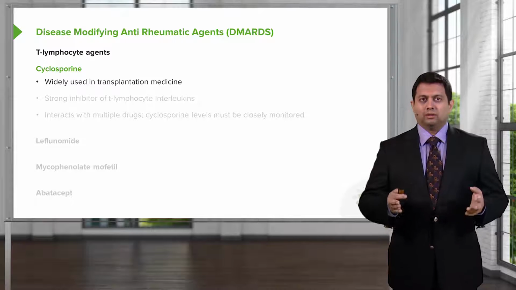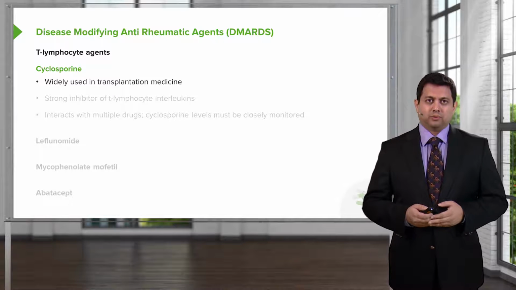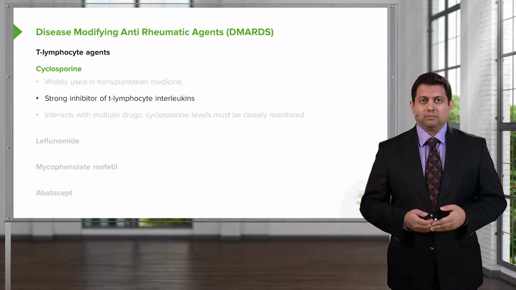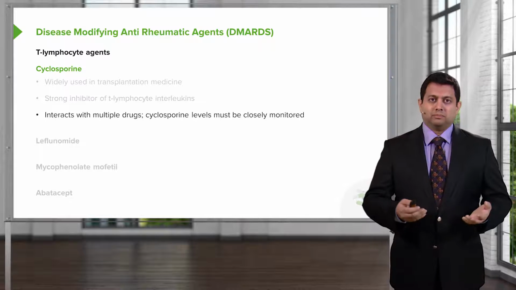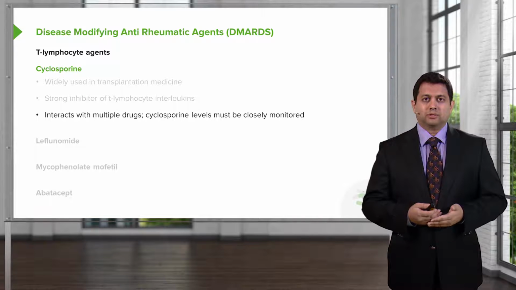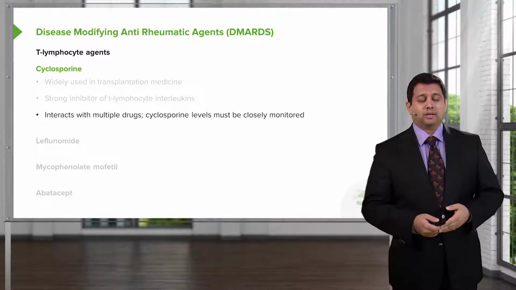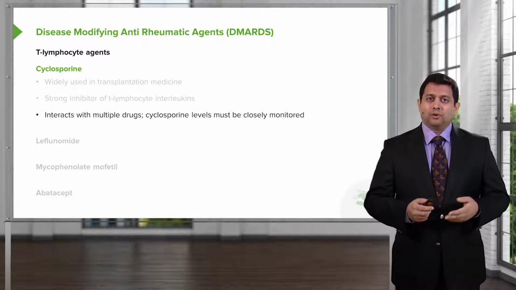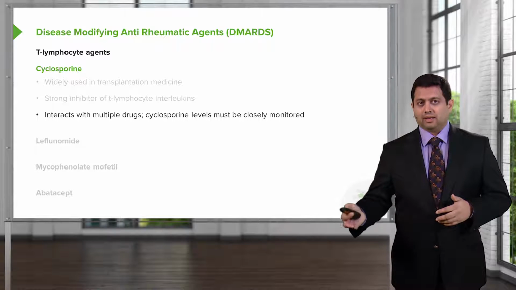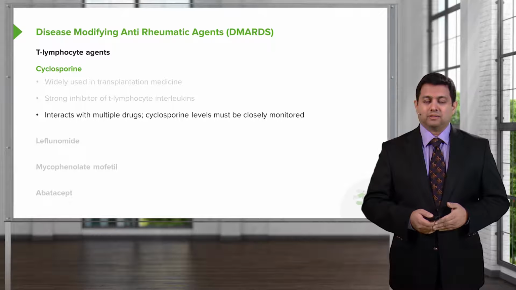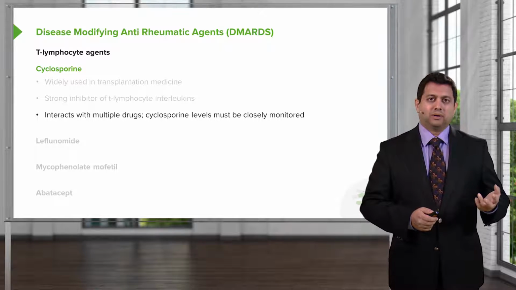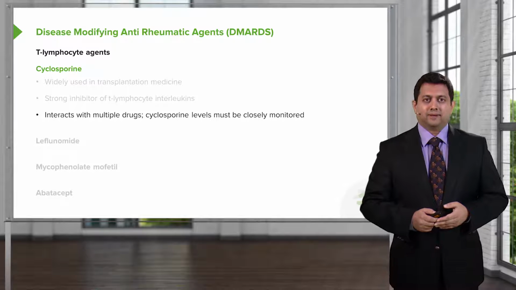One of the most well-known T lymphocyte agents is cyclosporine. It is widely used in transplantation medicine, and it is a very potent inhibitor of the T lymphocyte interleukin class of hormones. It interacts with multiple drugs. Up to 2,000 drugs may interact with cyclosporine, so we have to measure cyclosporine levels quite often and be very diligent with this drug. Cyclosporine toxicity and cyclosporine underutilization, or low levels of cyclosporine, have the same type of clinical presentation, so sometimes it's hard to tell apart toxicity from lack of effect.